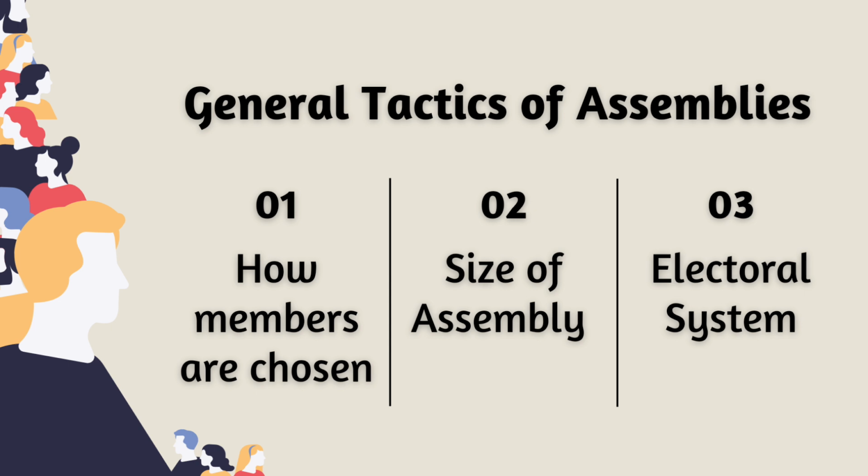For the electoral systems, in some countries like the Philippines, members of the House of Representatives are elected based on population, while party list representatives are chosen through proportional representation. The main structural difference in assemblies is whether they have one chamber or two. This is what we call unicameralism and bicameralism.